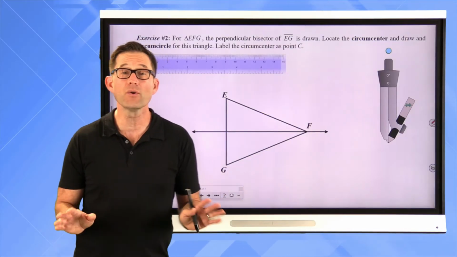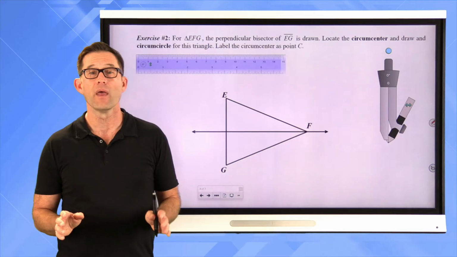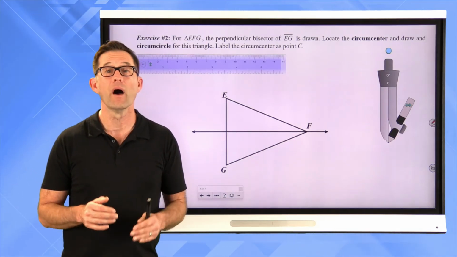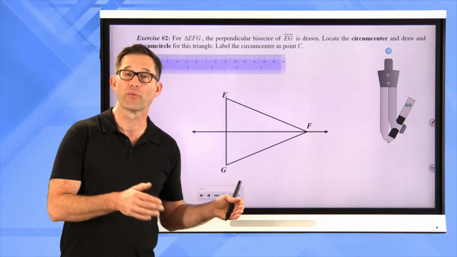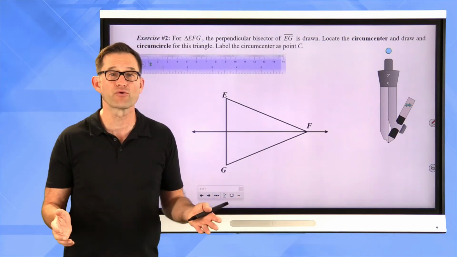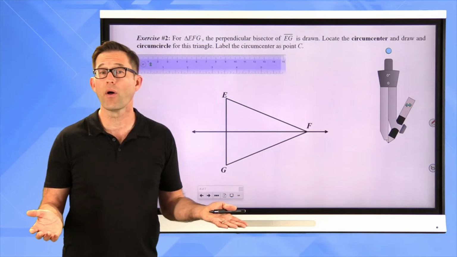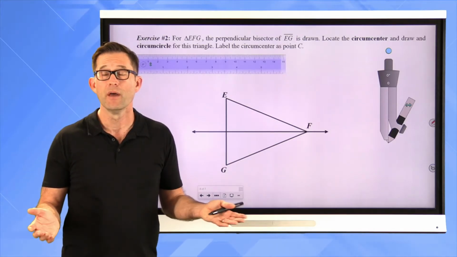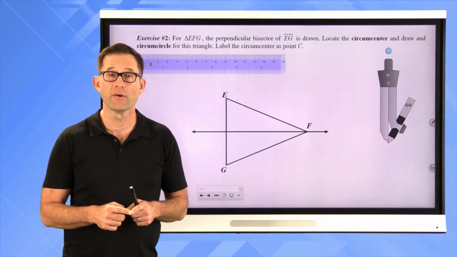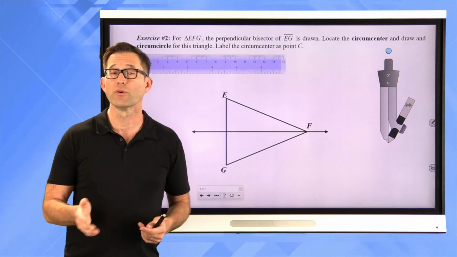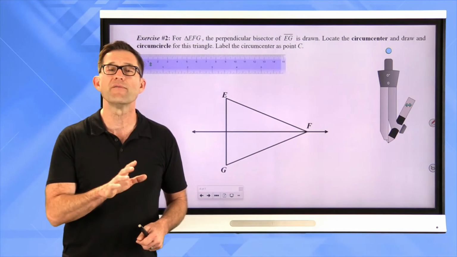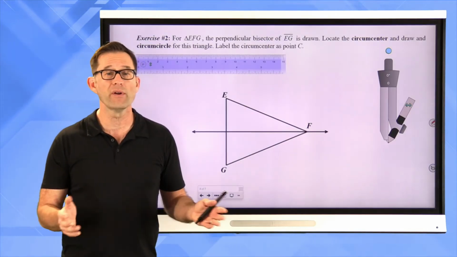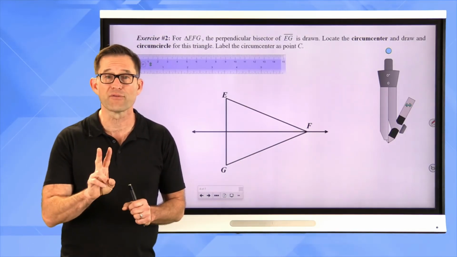Now, what's really cool about the circumcenter is it's the intersection point of the 3 perpendicular bisectors of the 3 sides. But we don't have to draw all 3. We just have to draw 2 of them. Because if we draw 2 of them and find their intersection point, drawing the 3rd one would just go through that intersection point. We did it in exercise 1 simply to verify that it was true, but we don't have to do it in general. We really only have to draw 2 of them.